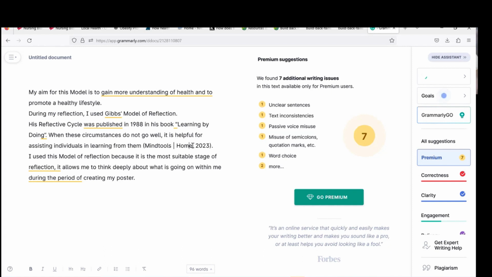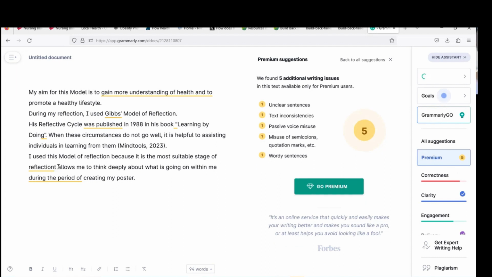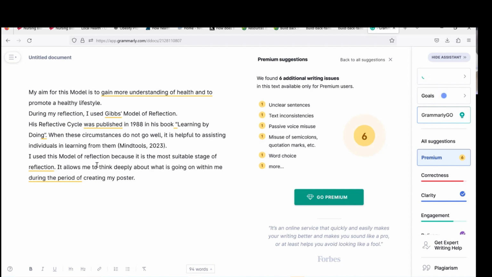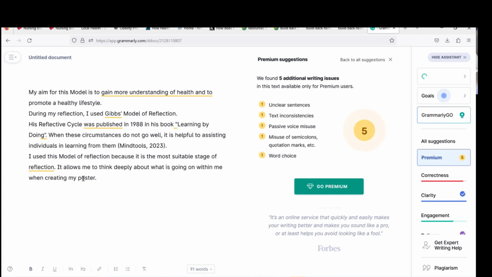And then, like I said before, this one is wrongly referenced. So if it's Mind Tools, then just that. For assisting, maybe "to assisting". Yeah. Then here I think a dot is missing. The stage of reflection, it allows me to look deeper on what's going on within me during the period of creating a poster. When creating, I would say, when creating a poster.